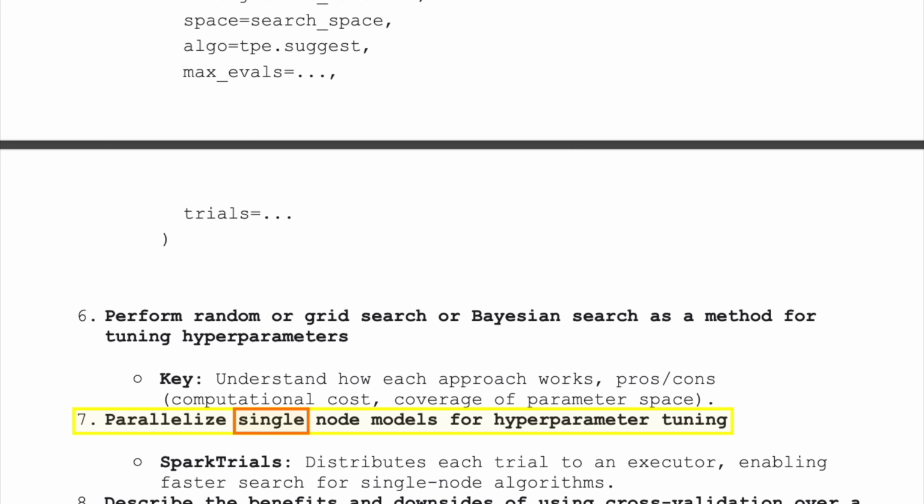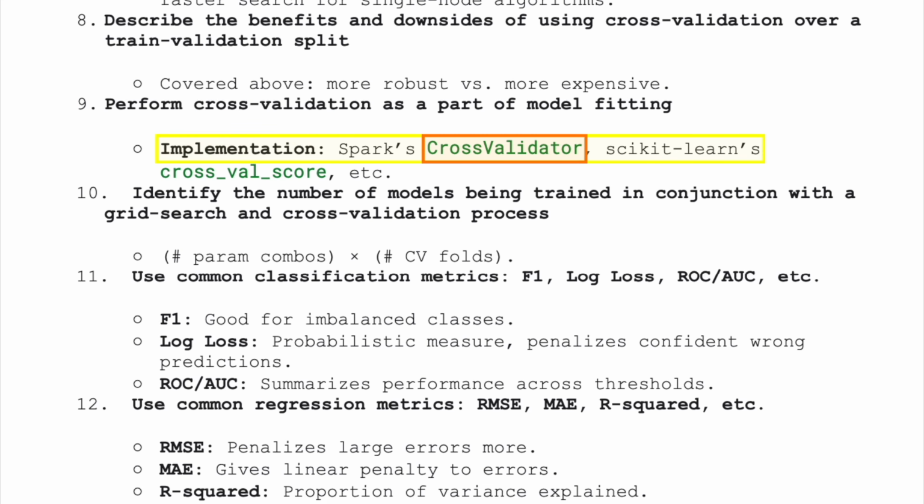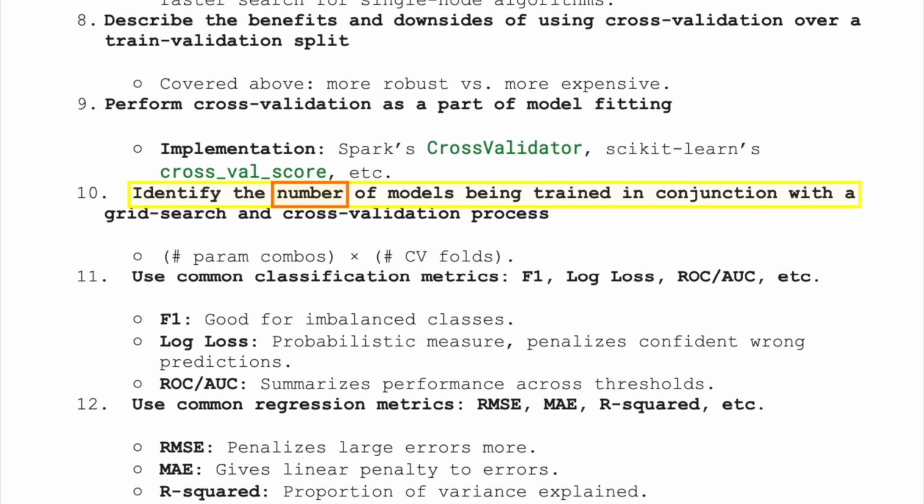7. Parallelize single node models for hyperparameter tuning. SparkTrials distributes each trial to an executor, enabling faster search for single node algorithms. 8. Describe the benefits and downsides of using cross-validation over a train validation split, covered above: more robust versus more expensive. 9. Perform cross-validation as a part of model fitting implementation. Spark's CrossValidator, scikit-learn's cross_val_score, etc. 10. Identify the number of models being trained in conjunction with a grid search and cross-validation process: number of param combos times number of CV folds.